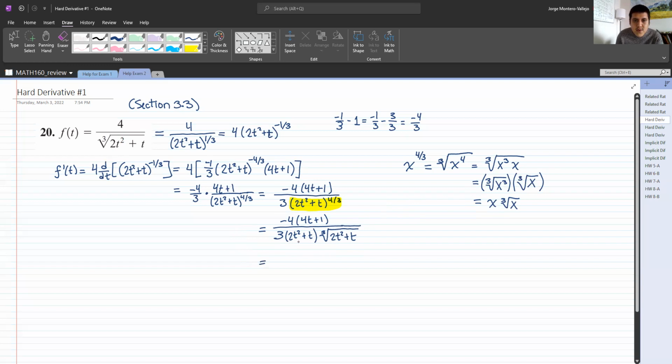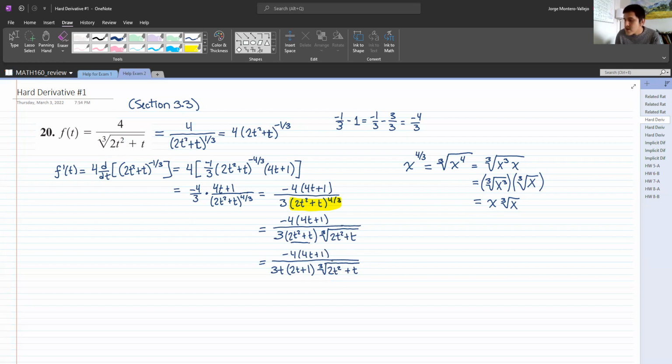Now I can do something else. I can pull out a t out of here, right? Minus 4t plus 1, then divided by 3t. If I pull out a t, I get then 2t plus 1. And then I have my cubic root of 2t squared plus t. And that's all I can do, I think. I don't see any further simplification possible. So this is the answer to this problem. Again, we were doing the derivative, so let's not lose track of that.